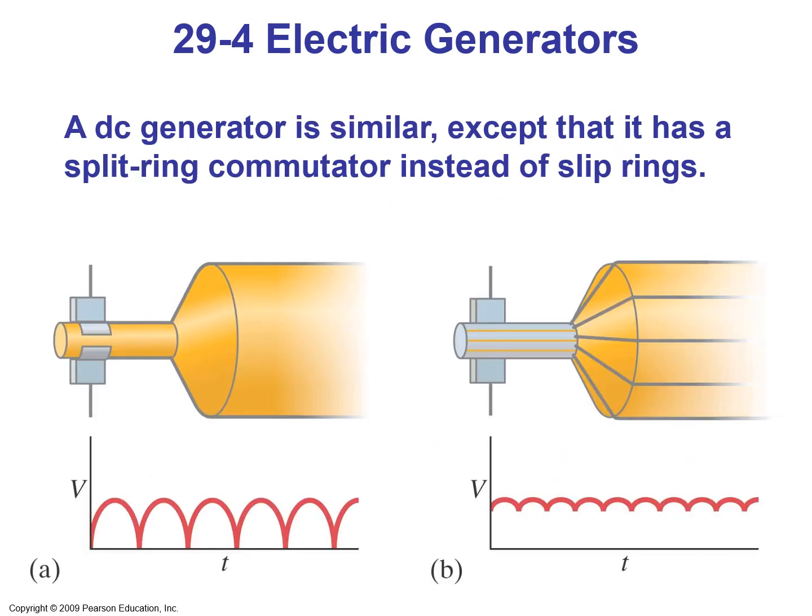A DC generator is similar, except that it has a split ring commutator instead of split rings. Here we see two types of DC generators. In part A, we see it with one split ring commutator, but in part B we see a DC generator with multiple split ring commutators.